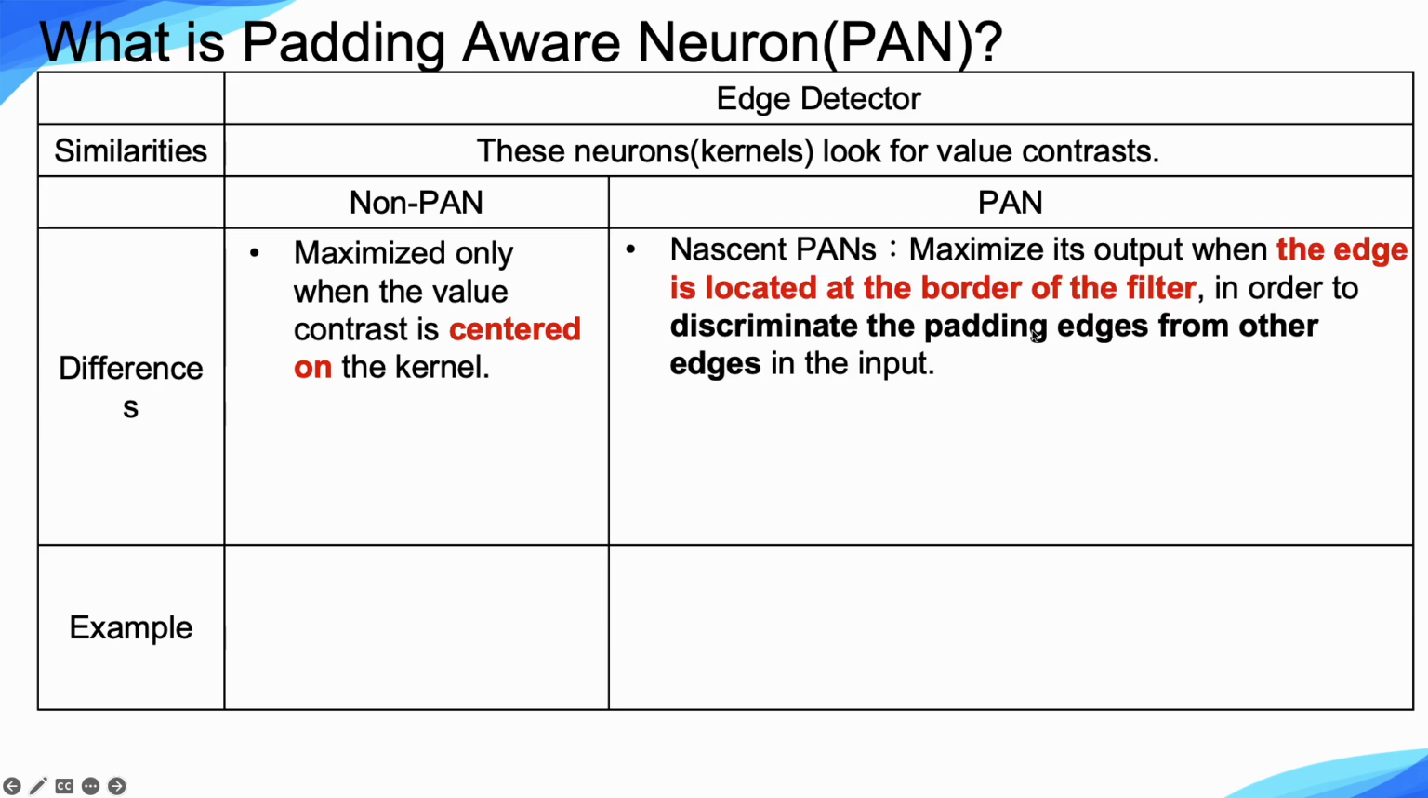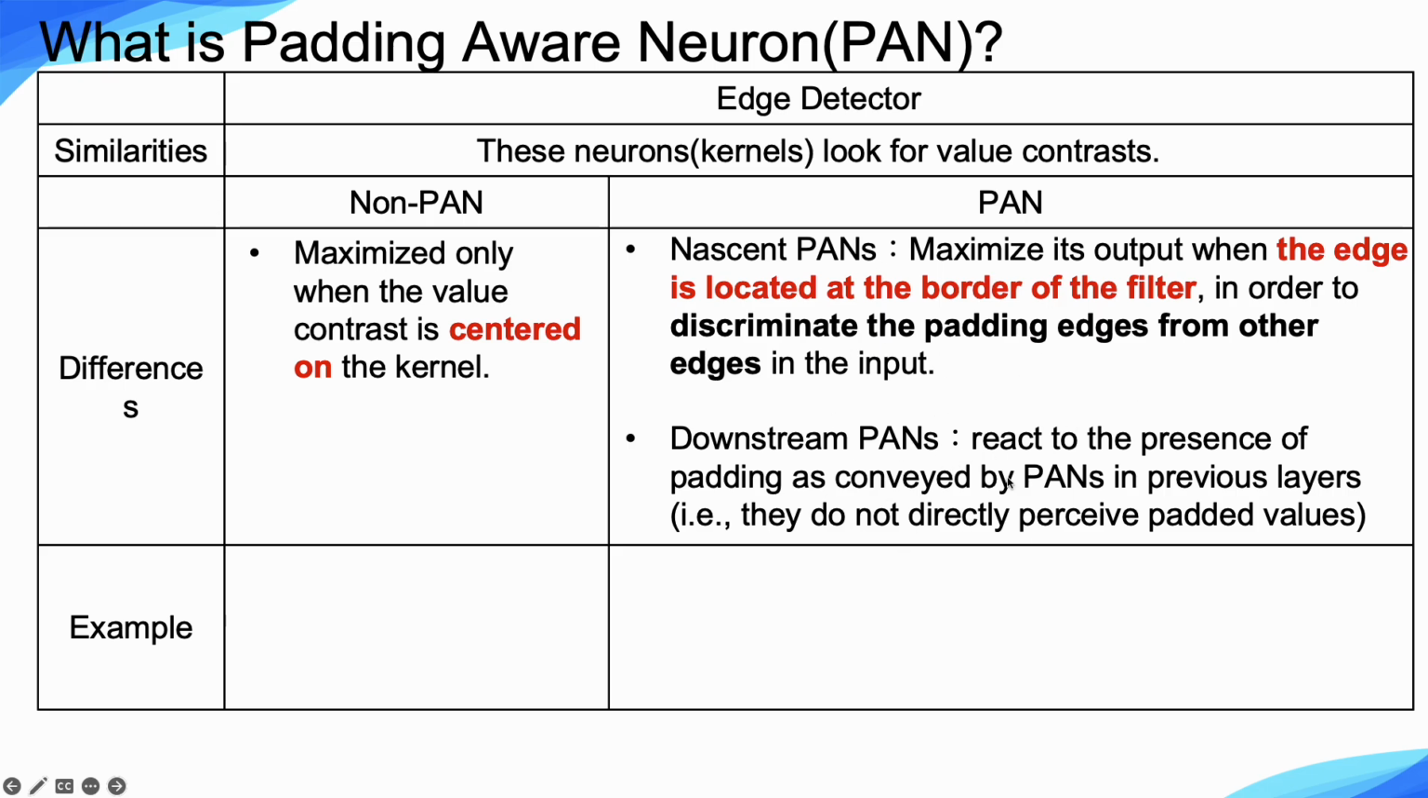In contrast, nascent PAN maximizes its output when the edge is located at the border of the filter in order to discriminate the padding edge from other edges in the input. The padding edge is formed by 0 padding, and the other edge is the edge which is in the image center, not at the border. So this kind of PAN can discriminate two types of edge.